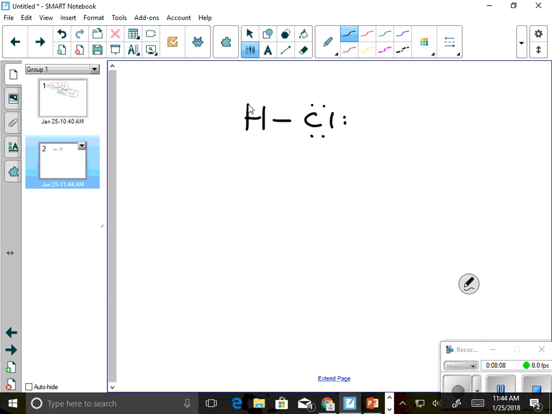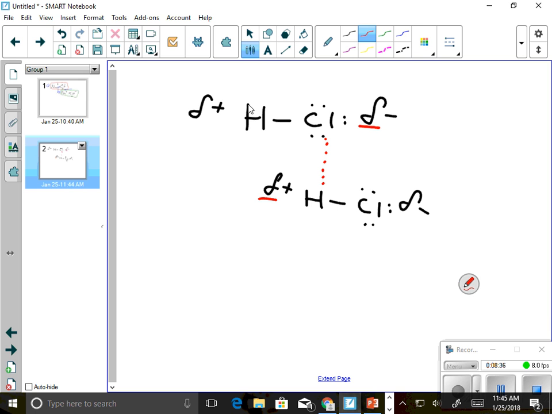Chlorine is one of the most electronegative elements on the periodic table. It's going to share electrons unequally with hydrogen, which is why this end is the partial negative end, this end is the partial positive end. What holds one HCl to a second HCl, so here's a second HCl, is the fact that I have a partial negative end attracted to a partial positive end. This dotted line is representing that dipole interaction, or what my notes just call a dipole-dipole interaction.